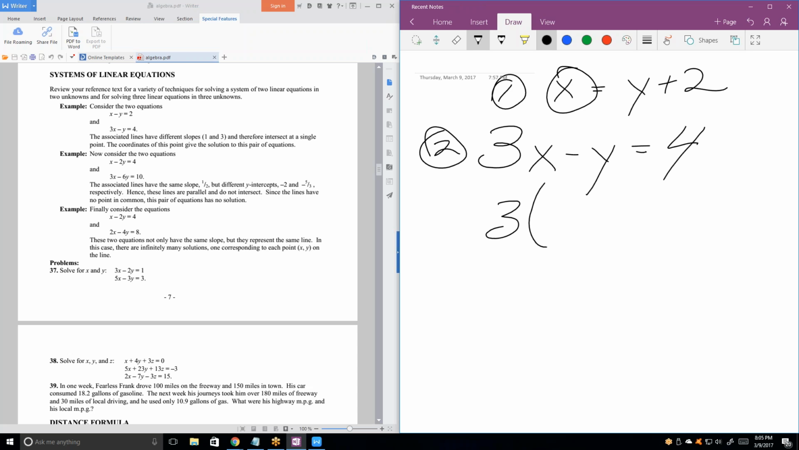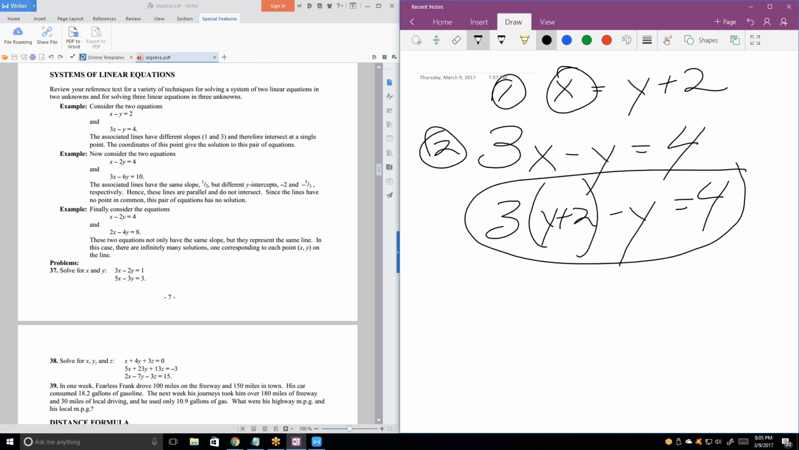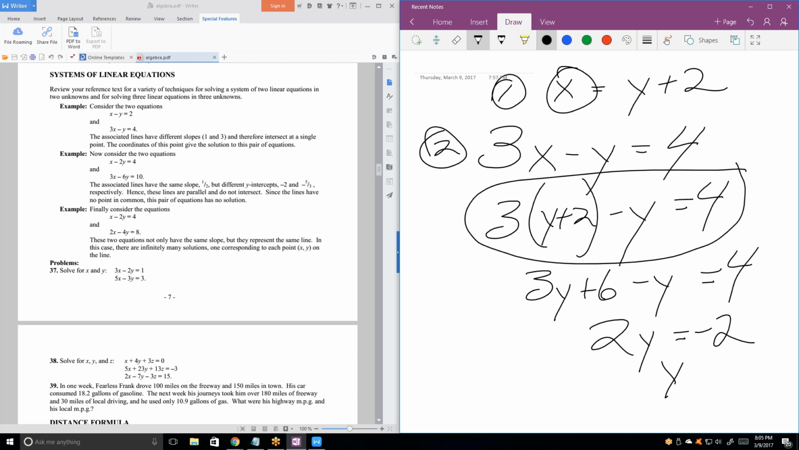So it would be three times y plus two minus y equals four. And now I have one equation and only one variable, and I can solve that. Solve that for me. So it'd be 3y plus 6 minus y equals 4. So then subtract 6 and it'd be 2y equals negative 2. So y equals negative 1. All right, just checking up on your algebra skills.